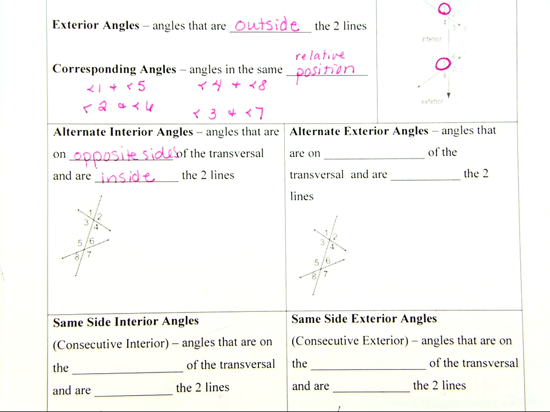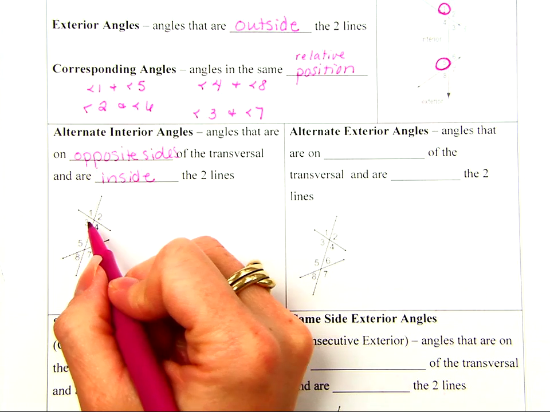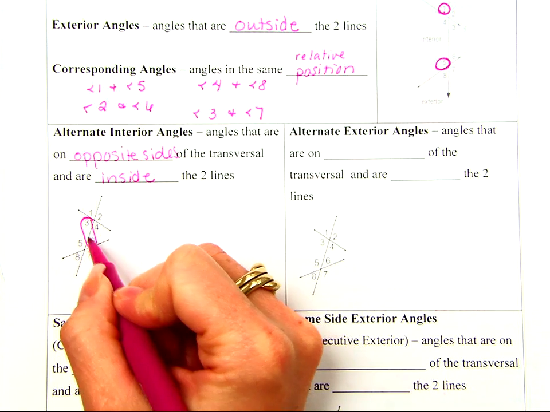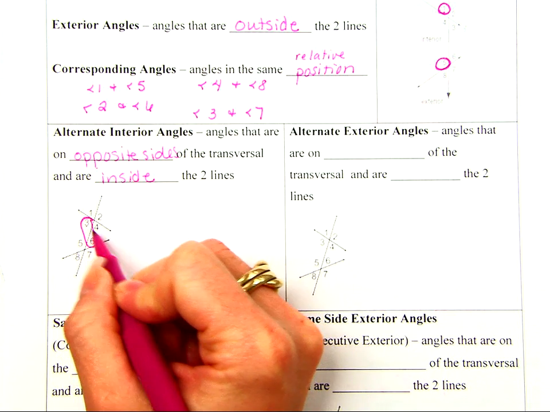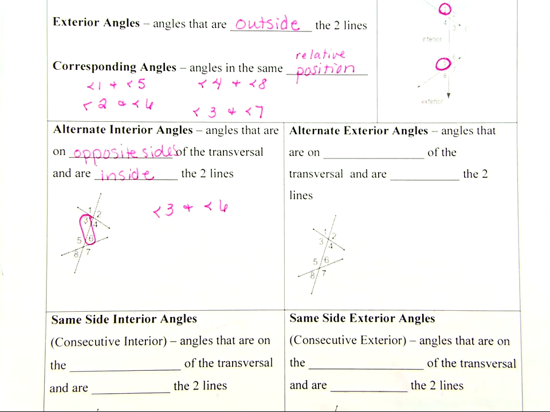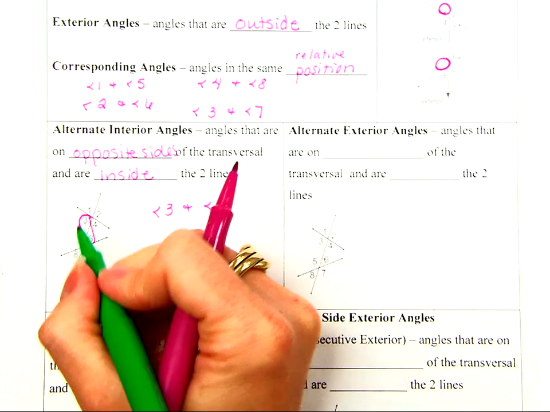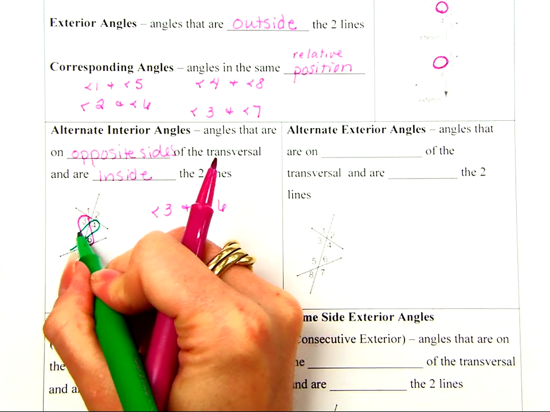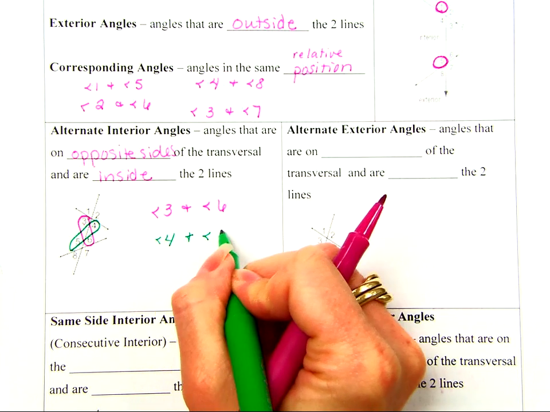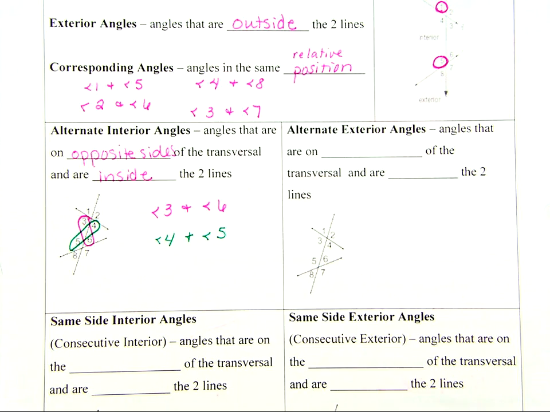If I look down below and I want to find a pair of alternate interior angles, well, on the inside, 8 and 6 would be on the inside of my lines, but they're on opposite sides of my transversal. But I also have another pair as well. These angles here, 4 and 5, would also be alternate interior angles.